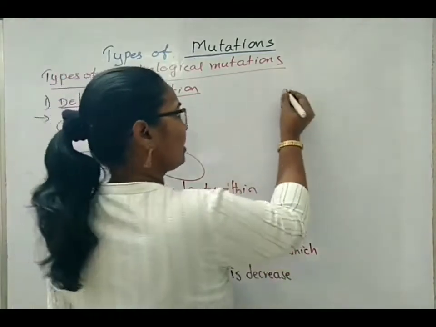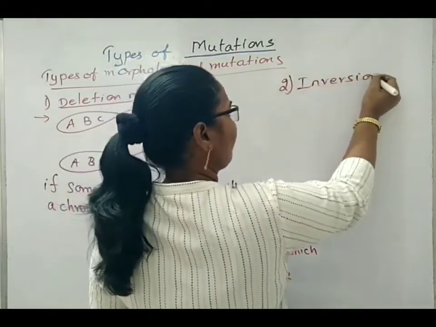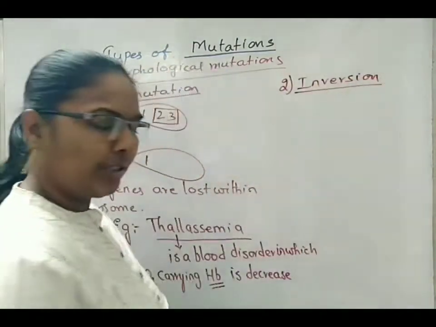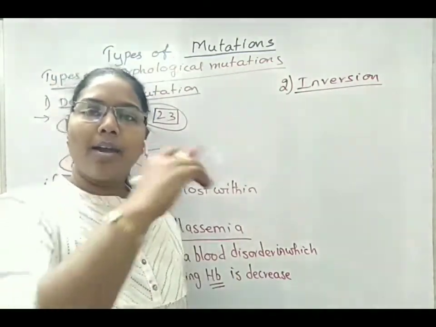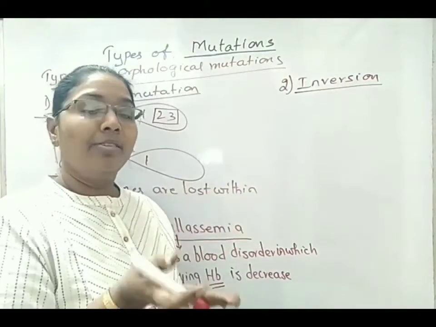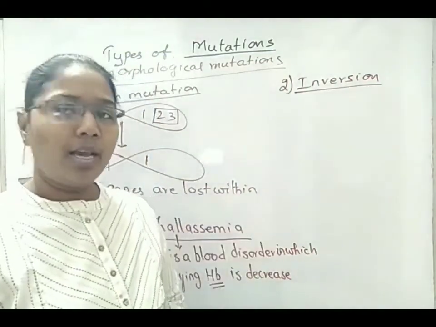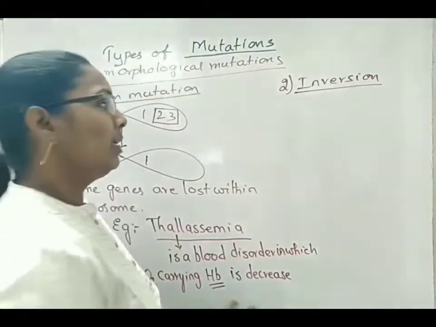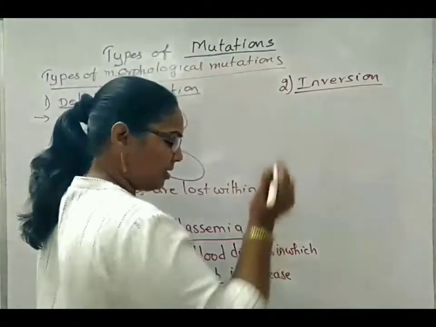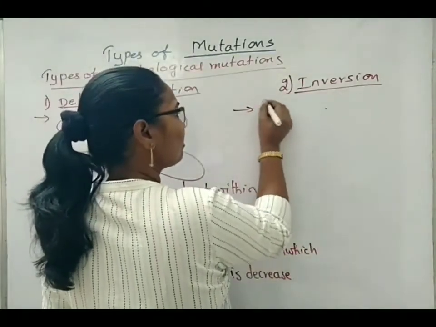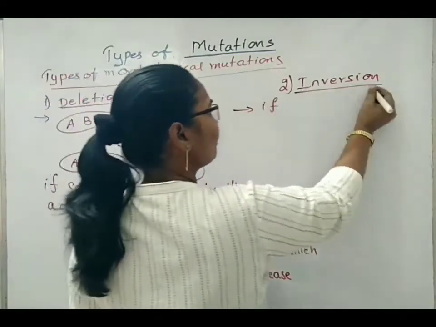Another example we'll see. Second one, inversion. Inversion type of mutations. Now, if the genes within a chromosome are translocated, means flipped from one place to another place, or change their position from one place to another within a chromosome, then such mutations are called inversion type of mutations. Suppose, I'll read the sentence which means inversion mutations.